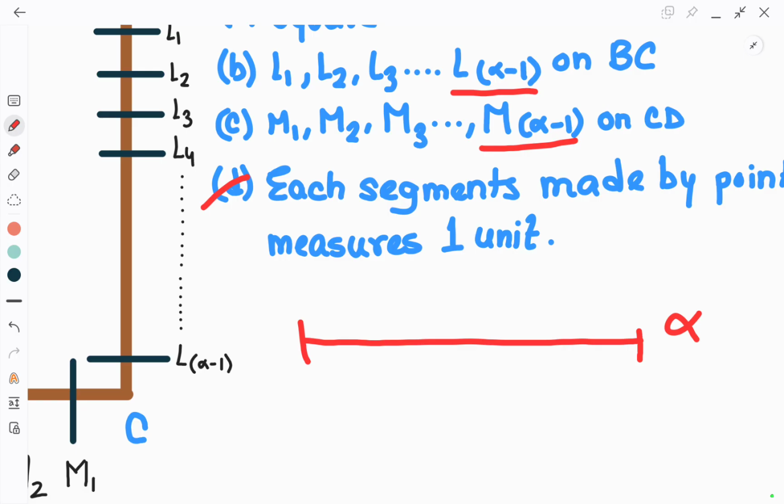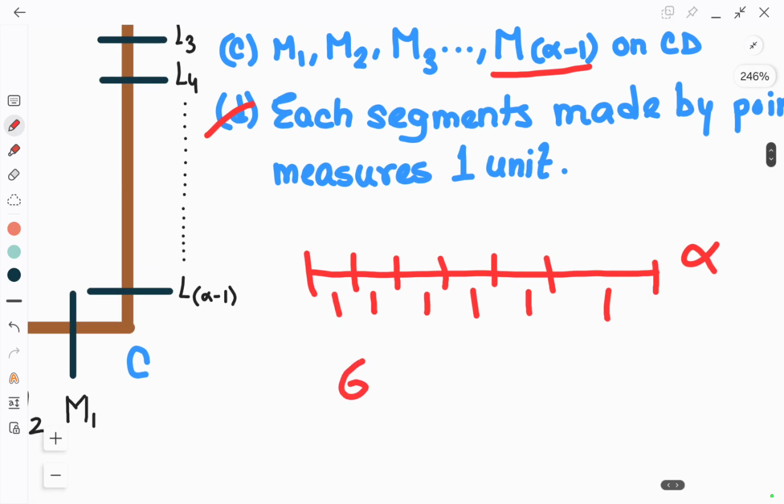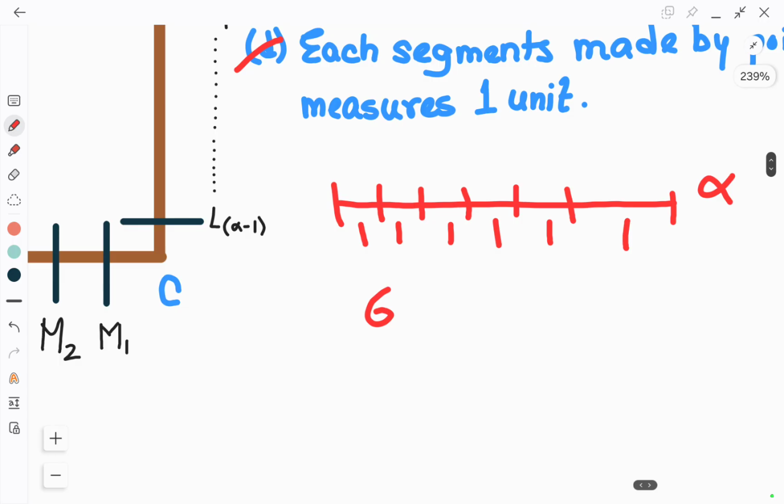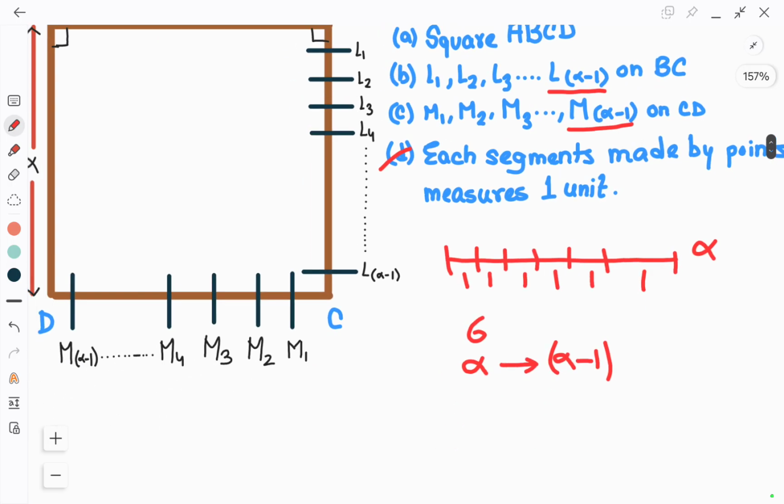So if each segment made by the points is 1 unit, suppose there are 5 points here and each segment measures 1 unit, so it is 1, 1, 1, 1, 1, 1, and the marks are 1, 2, 3, 4, 5, 6. So the total length of the line is 6 if we make 5 points. So if the total length of the line is alpha, then we have to make alpha minus 1 points. So I have written the lower limit and the upper limit of the points on each side of the square.